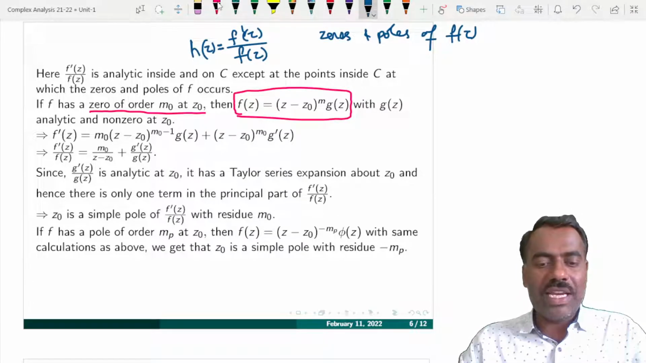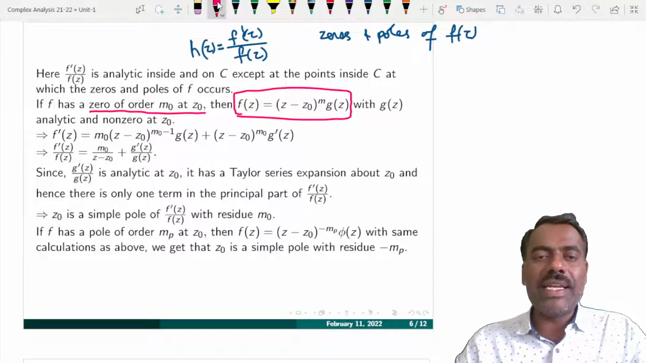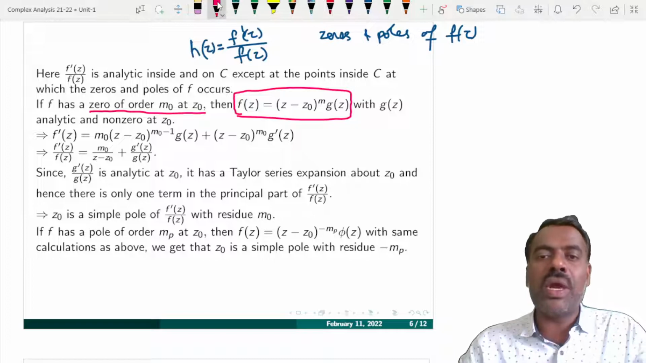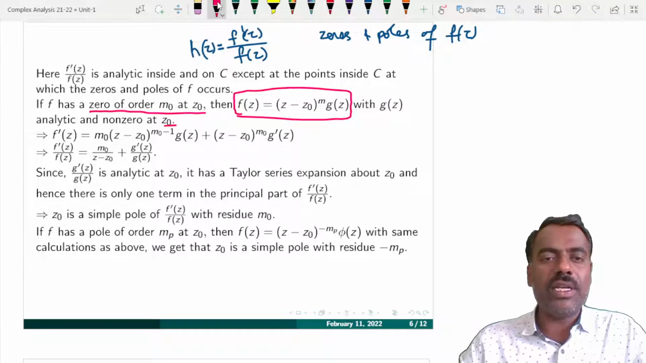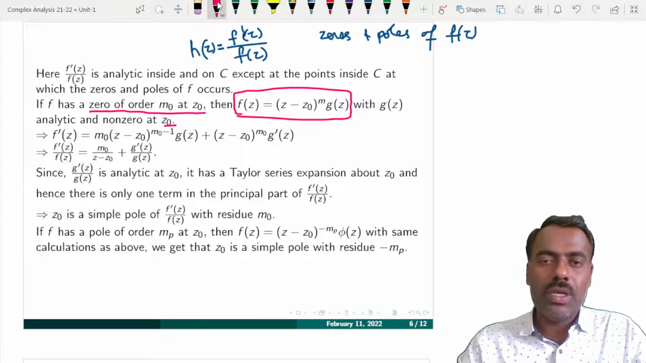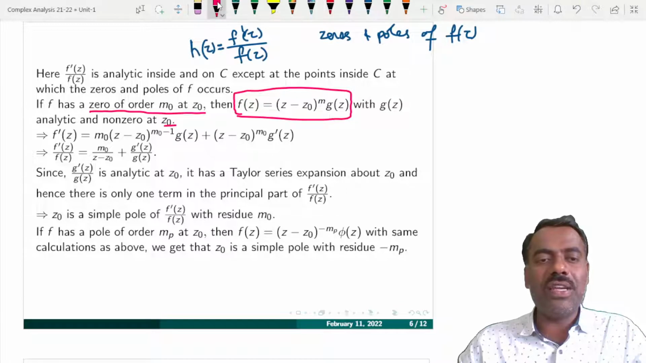Then f of z we can write as (z minus z naught) to the power m into g of z, where g of z is analytic at and non-zero at z naught. That is important. Therefore, what can you say about f dash of z? Simply apply the u times v method. Then we get this and divide by f of z. Whatever we get here is a simple calculation.